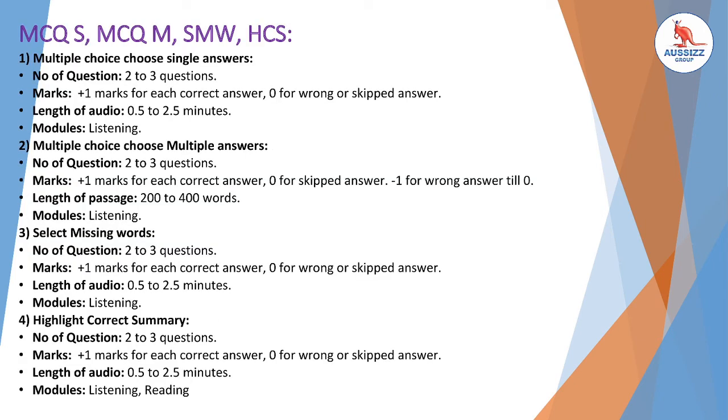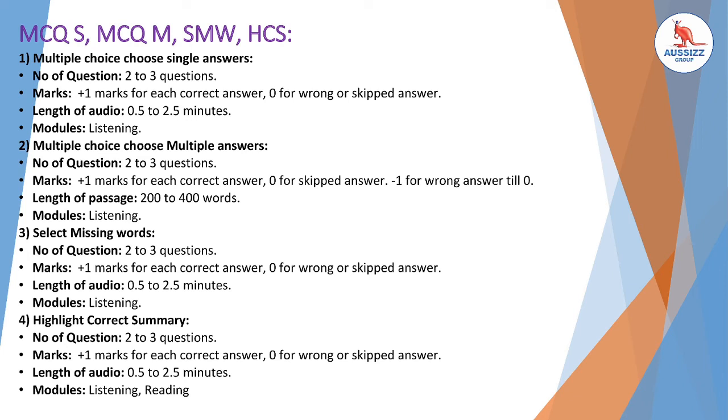Alright, the next 4 tasks are MCQ single, MCQ multiple, select missing words and highlight correct summary. So MCQ single is nothing but it will have 2 to 3 questions. You will have an audio, 4 options are given, select one, MCQ single, done. MCQ multiple, listen to the audio, 4 options are there, or either 5 or 6 options can be there. Select one answer if you are not sure. If you are sure for the other options as well, yeah, you can select multiple answers as well.